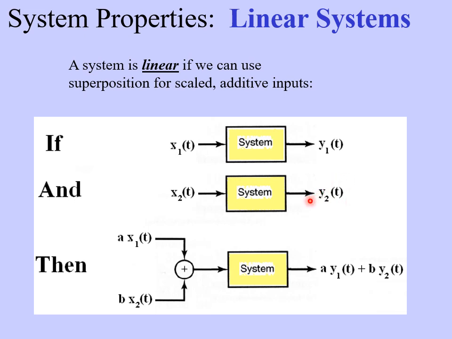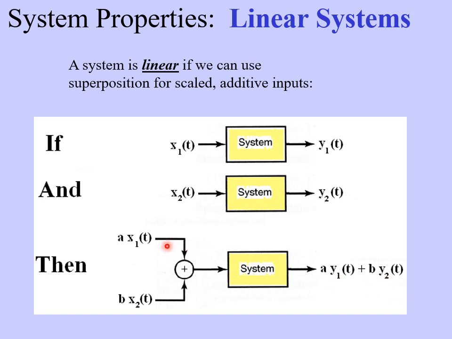Now a linear system means that if we take these two input signals, x1 and x2, and we add them together, and furthermore, if we scale this one by some factor a, and we scale this input by some factor b, then the system output is just the sum of the scaled inputs.